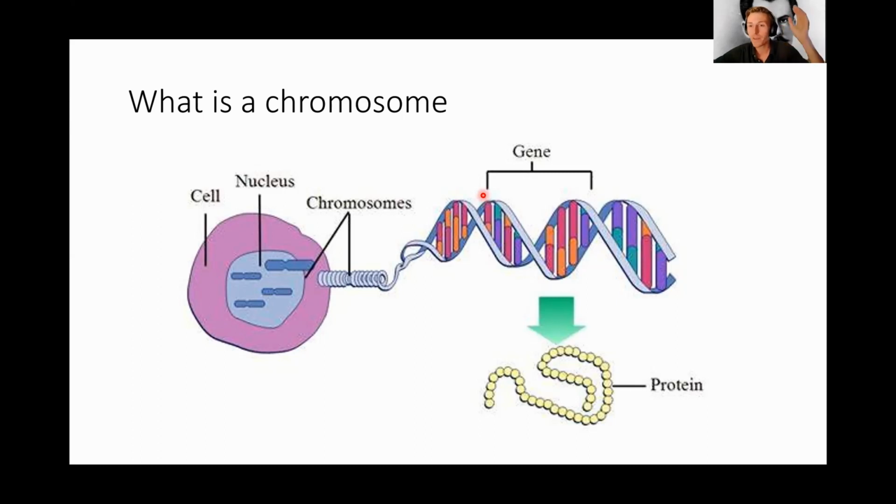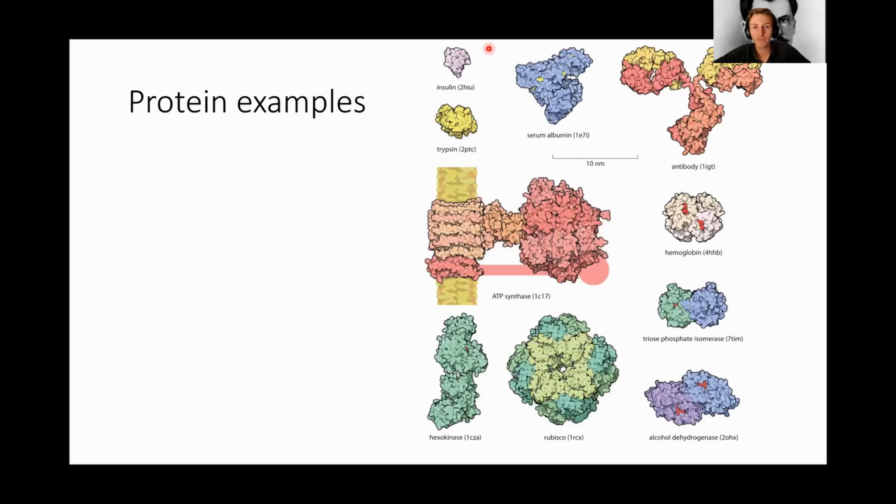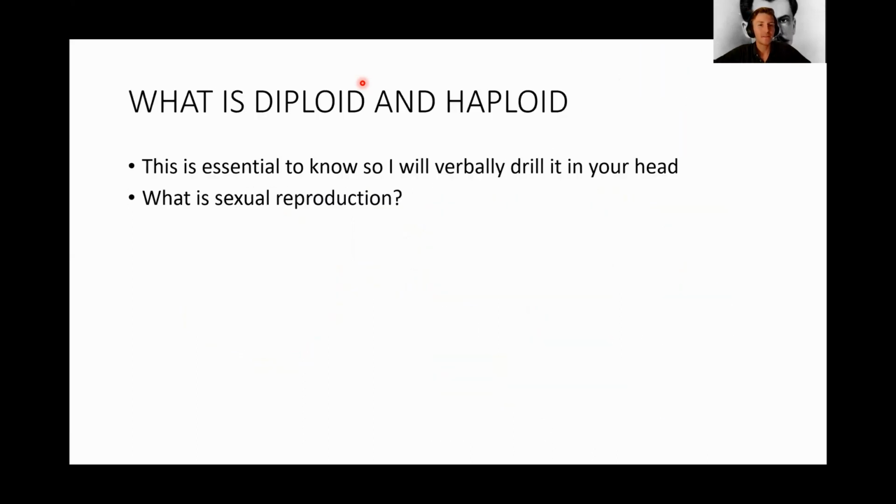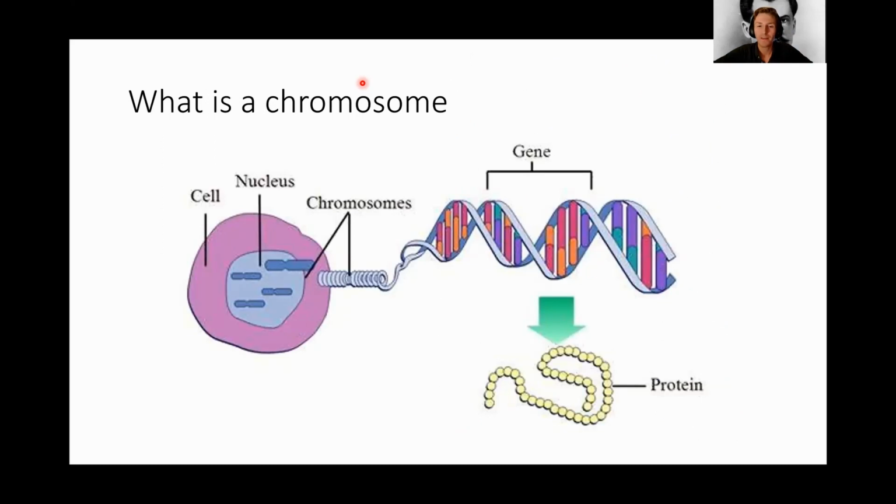You have DNA. Specific portions of the DNA are called genes, which code for a protein. And these are just different proteins, but insulin is a protein. Antibodies that we make against the coronavirus are proteins. Hemoglobin, all kinds of things are proteins. Proteins run the show. Proteins are everything to life, at least right now. So we'll talk about chromosomes right now.